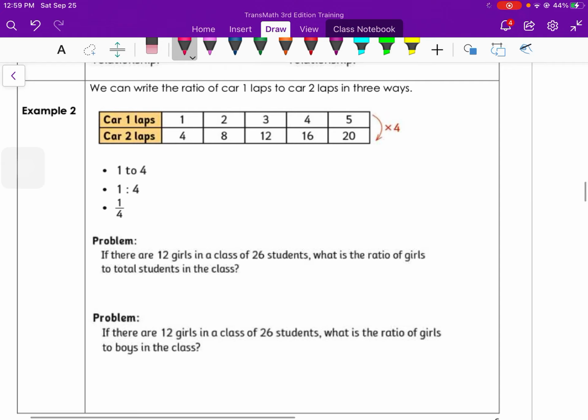And you can write that in 3 ways. You can write the ratio as 1 to 4, like that. You can write it with a colon, 1:4. And sometimes it's written as a fraction like 1/4.